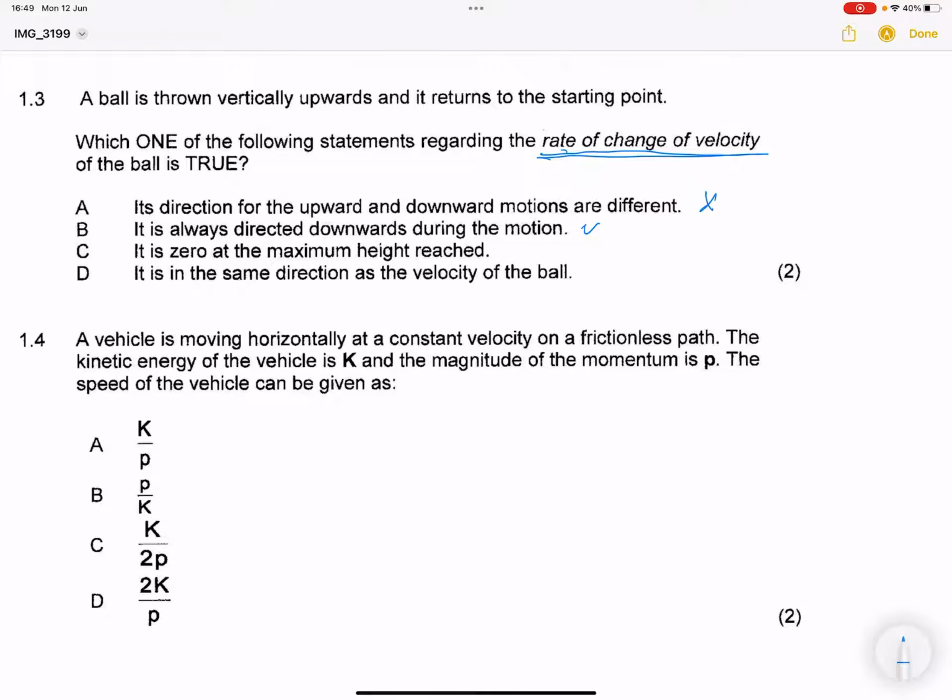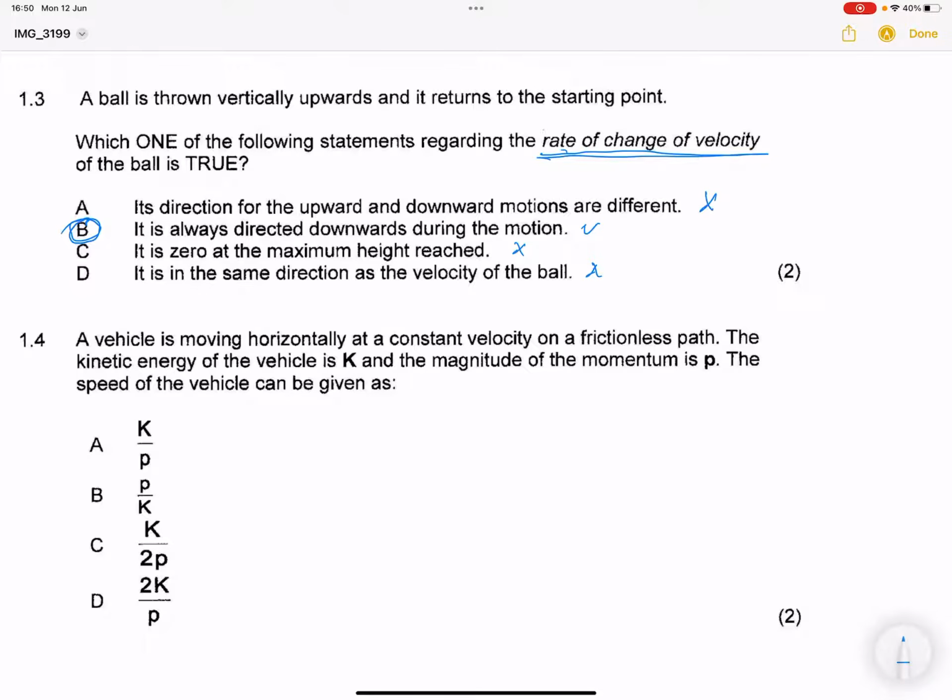They say it is 0 at maximum height. That is absolutely not true. They say it is in the same direction as the velocity of the ball. This is not true, because when the ball is going up, the velocity is upwards, but the acceleration is downwards. It may be so on its way downwards, but it's not always the case. So obviously, the correct answer in this case is B.